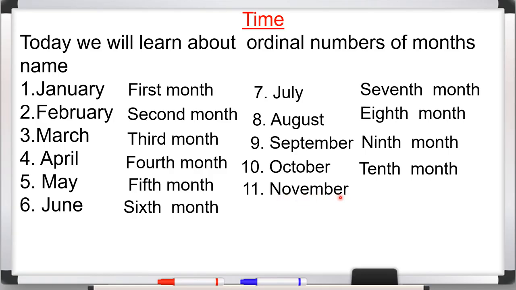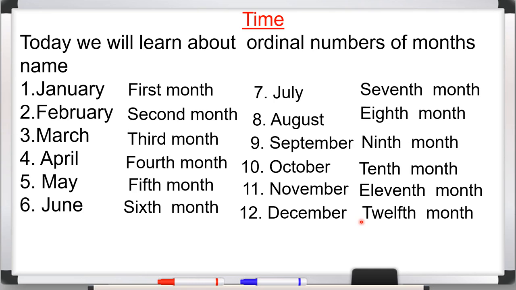November is the 11th month of a year. 11th month. And the next one is December, 12th month. And December is the 12th month. Twelfth, 12th month. Okay, beta, you need to learn the spellings of these ordinal numbers.